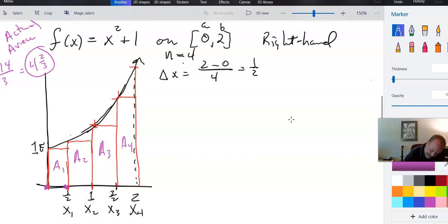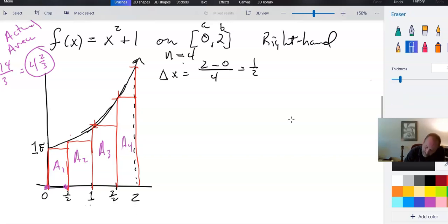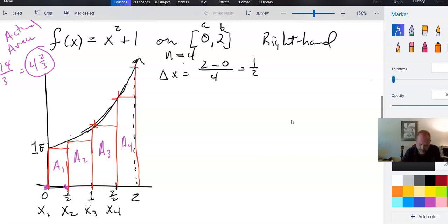So again, we're going to do the same thing. But you notice we're going to have different evaluation points this time. Because it's on the left-hand side, we're going to start with x1 being 0. So now our evaluation points are here. You notice I'm leaving the 2 alone this time.